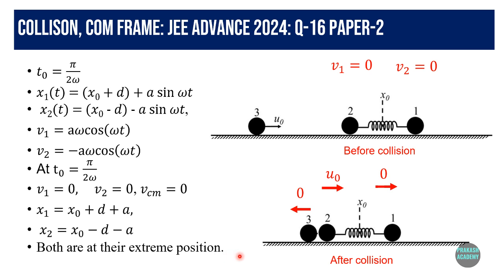And when collision occurs, the velocity gets interchanged. So this has a 0 velocity, that is, particle 2 has a 0 velocity. So this means after the collision, this will have 0 velocity. And this was having a speed of u naught. So this will be given to this. So particle 2 will have a speed of u naught in this direction. And this particle still has a speed of 0 because initially it was having 0 speed.